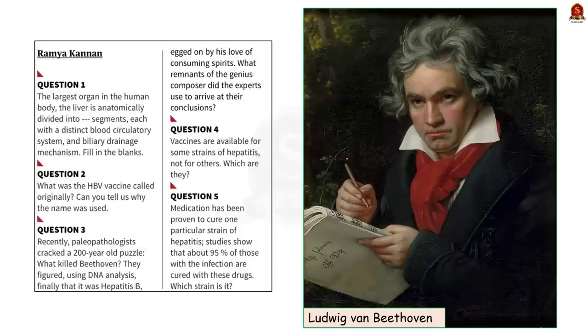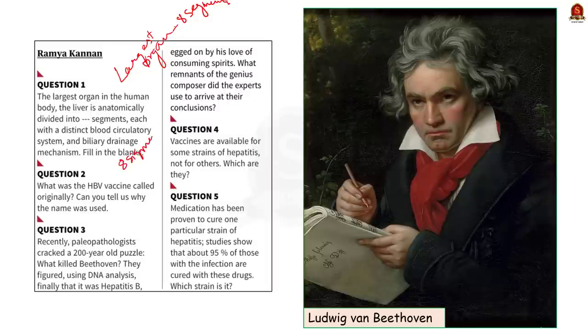As you all know, the liver is the largest organ in the human body. It is located in the upper right part of the abdomen. It performs various functions in our body like controlling chemical levels in the blood, breaking down fats and so on. Remember, anatomically, the liver is divided into 8 independent segments. Each segment of the liver has its own inflow and outflow of the blood. So the correct answer for this question is 8 segments.